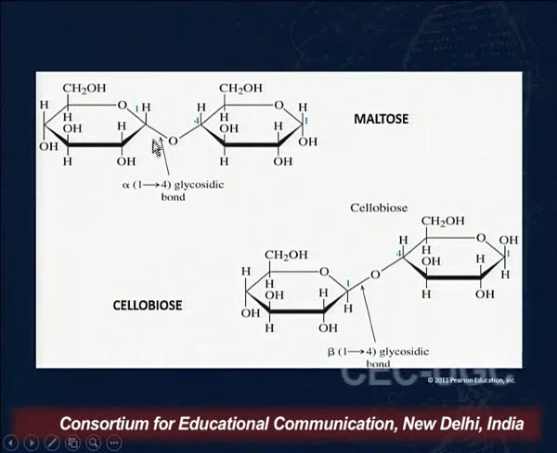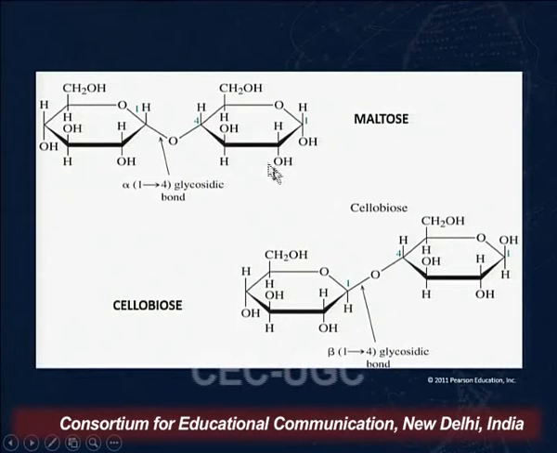Sometimes a question is asked on linkages. So what kind of bond is this? Is it alpha or beta? What you have to remember is, if the bond between carbon and oxygen of the acetal glycosidic bond is facing downwards, then it is the alpha linkage, and if it is pointing upwards, then it is the beta linkage. And this is the only difference between maltose and cellobiose.